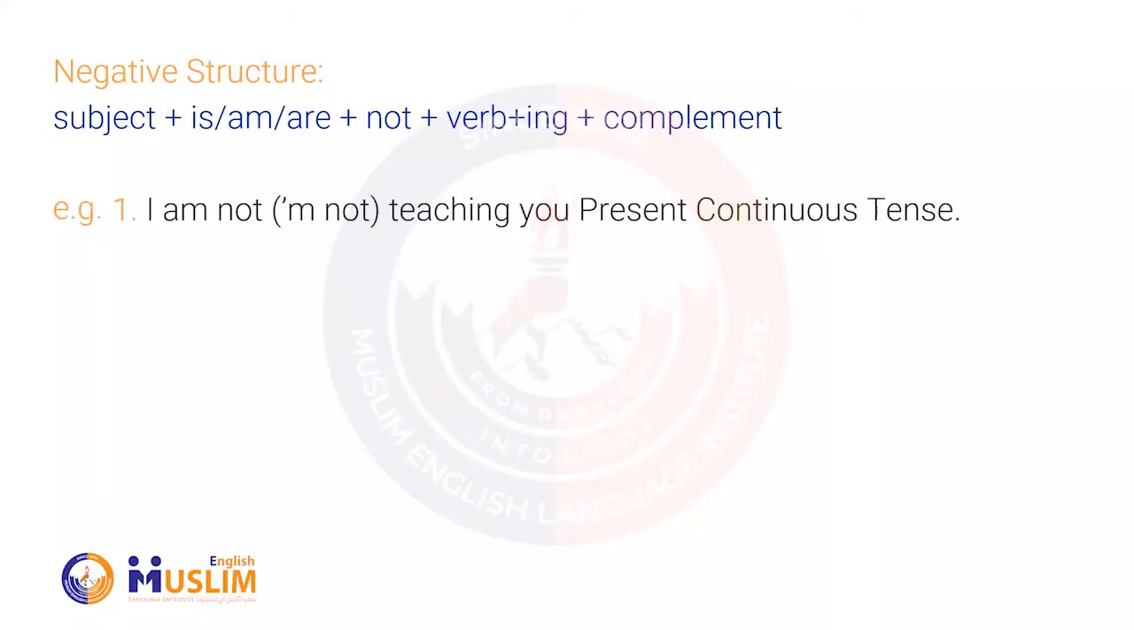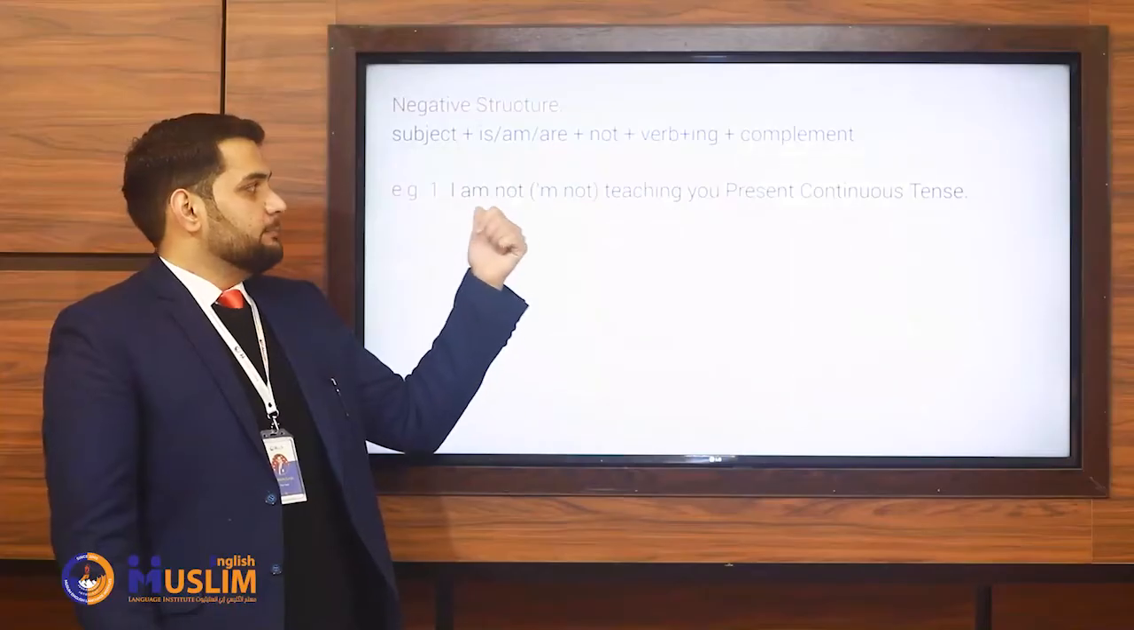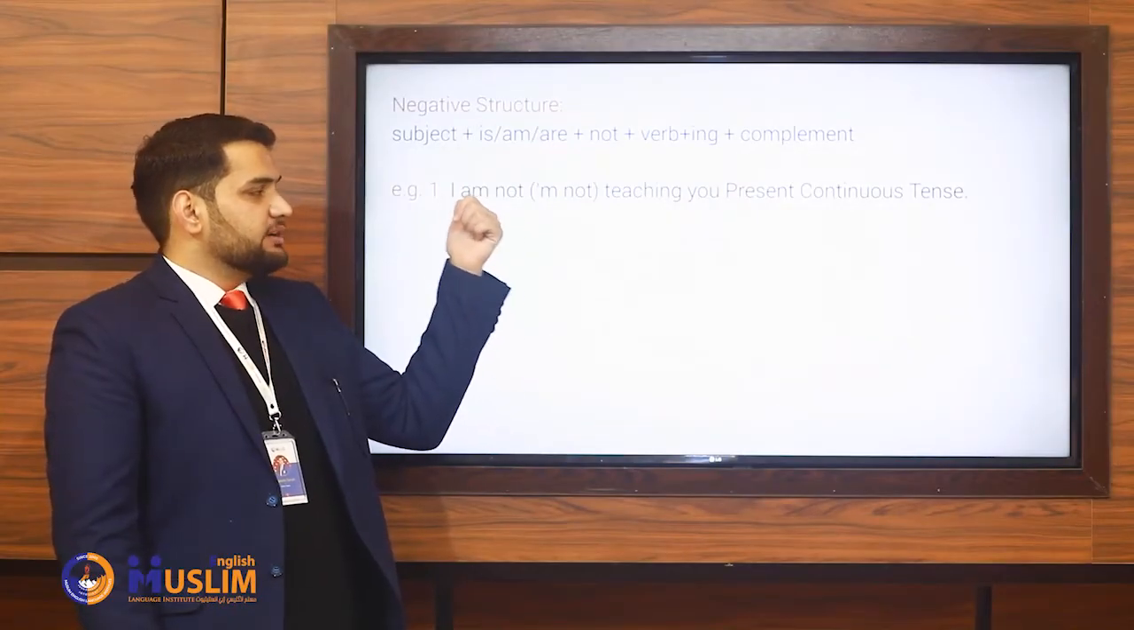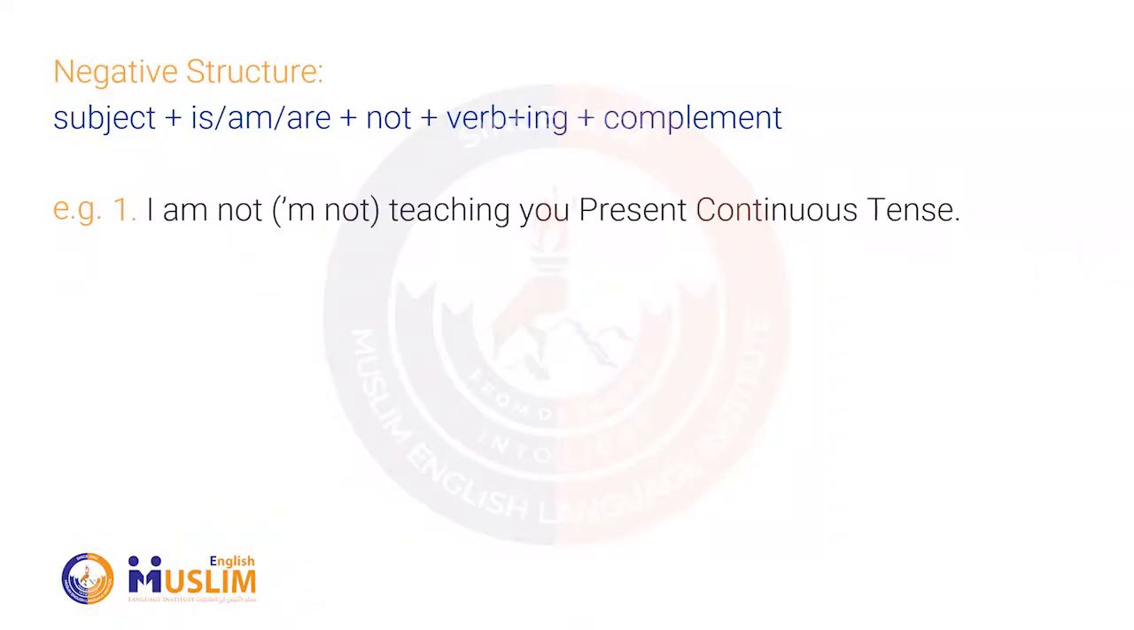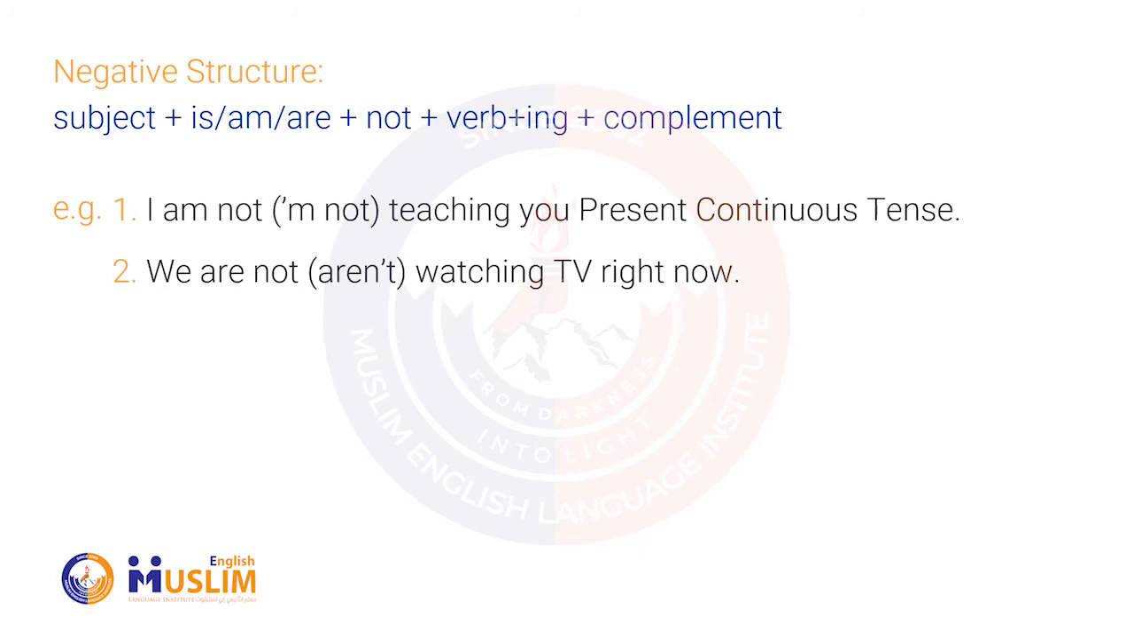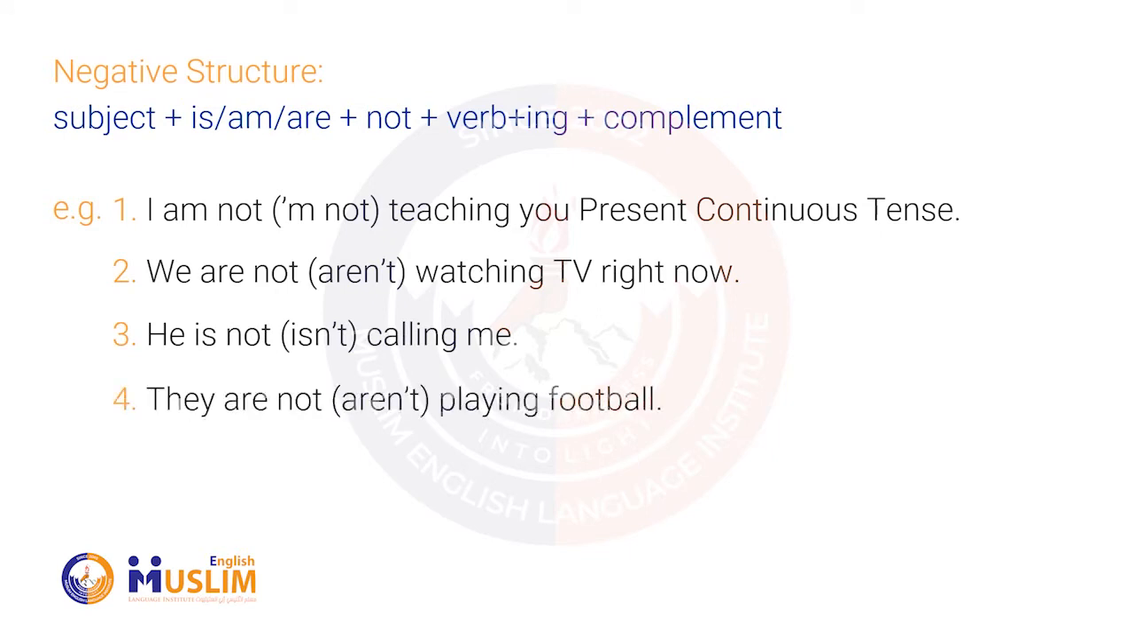So for example, I am not, or you can also say I'm not, like you can contract the to be verb with the subject, teaching you present continuous tense. We are not, or you can also say aren't, watching TV right now. He is not or isn't calling me. They are not or aren't playing football.